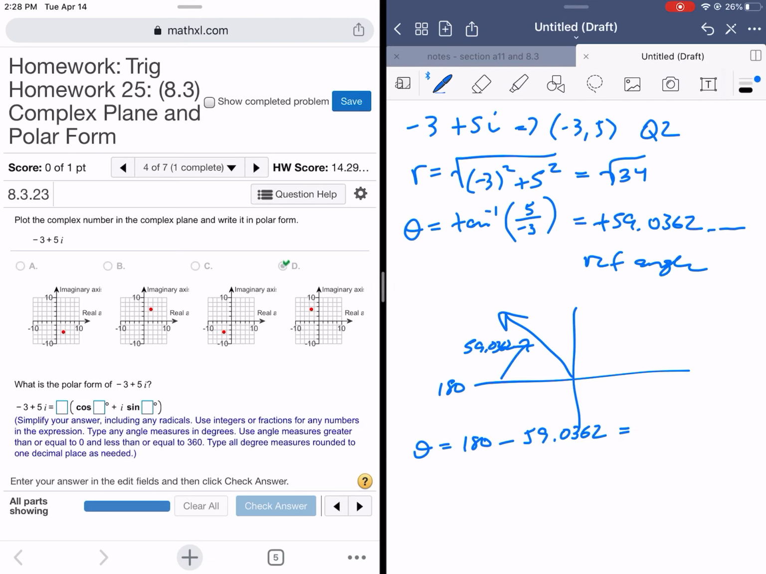59.0362. Rounding to the nearest tenth, in the calculator, I'm actually going to get 120.96, which rounded to one decimal place is actually going to round up to 121.0. So you'll want to make sure that you're careful whenever you get a number like that in the calculator and you're being asked to round to one decimal.